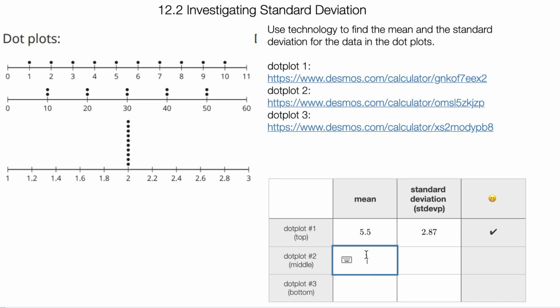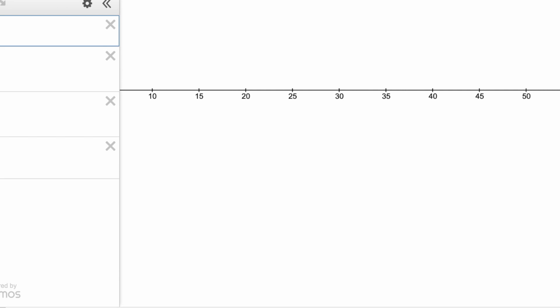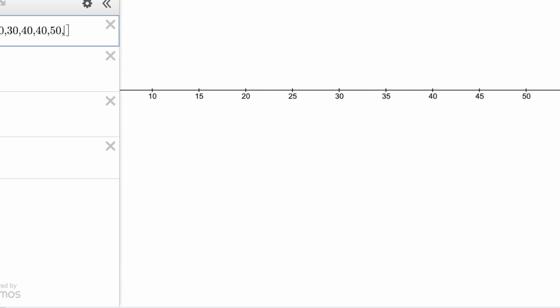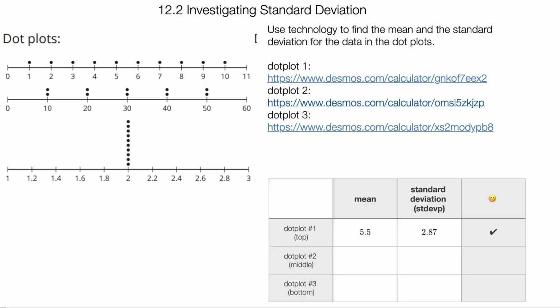Then you're going to go to dot plot 2. Again, you can watch this part instead of clicking back and forth if you would like. This has two values on 10, 20, 30, 40, 50. So I'm going to go to dot plot 2, and I'm going to type 10, 10, and then 20, 20, and so on all the way to 50. So I have all those, and then our mean is 30, and our standard deviation is 14.14. So I've got to go back and find that. So mean was 30, and standard deviation was 14.14.